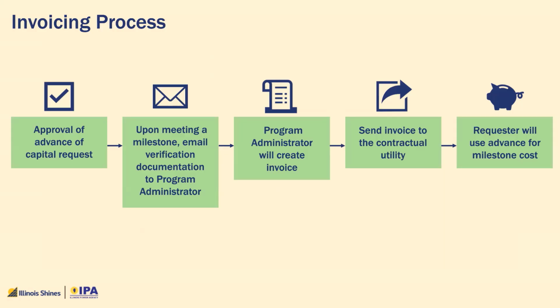Upon meeting a milestone, which should align with the date you provided on your request, you will email the program administrator with your verification documentation. The program administrator will then create an invoice, which you will then send to the contractual utility for the project, which will then grant you access to the advance amount for that milestone cost. You will follow this process for each milestone cost within the advance.